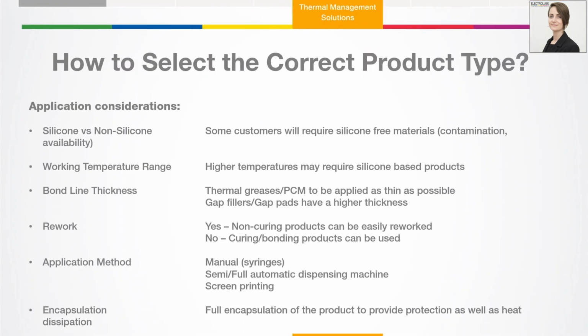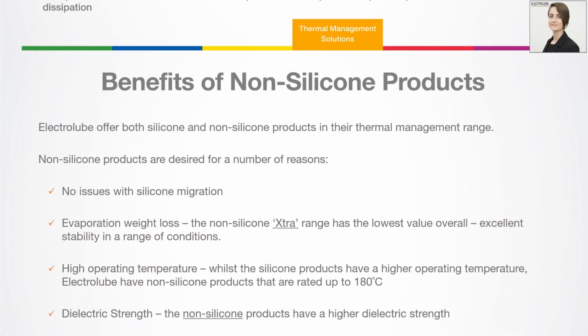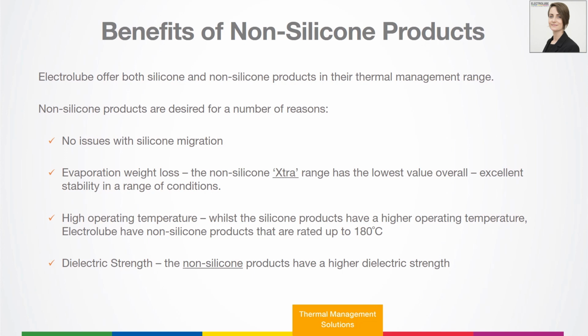So to go into a bit more detail, we're going to have a look at the different application considerations that we have. Silicon versus non-silicon, what that temperature range is that we've just discussed, the bond line thickness, whether you need to rework, how you can apply it, and whether or not you may need full encapsulation to protect from the environment as well. Non-silicon products have been available in the Electrolube range for many, many years now.